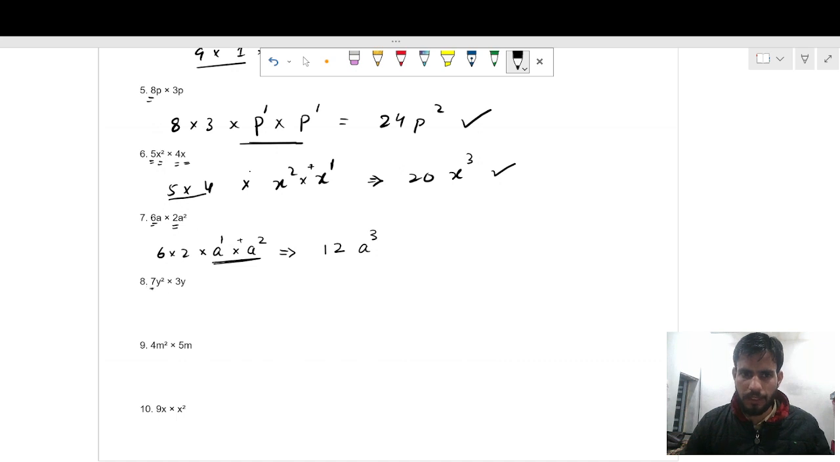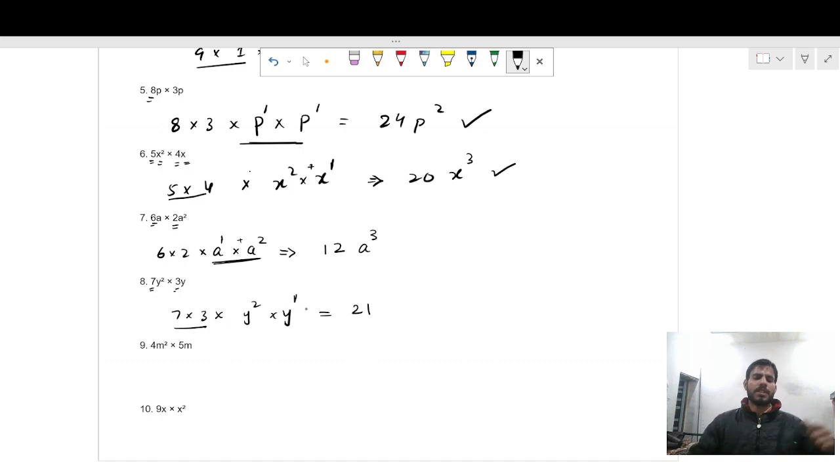In the next question, if you will have 7y times 3y squared, first of all we will multiply constant with constant, so 7 times 3 times y squared times this y. Now 7 times 3 is 21, y squared times y. If there is no power, again the power is invisible 1, so y squared times y to the power of 1. Again we have the same base, and there is a multiplication between them. It means that we have to add the powers, so y to the power of 2 plus 1, which is 3.